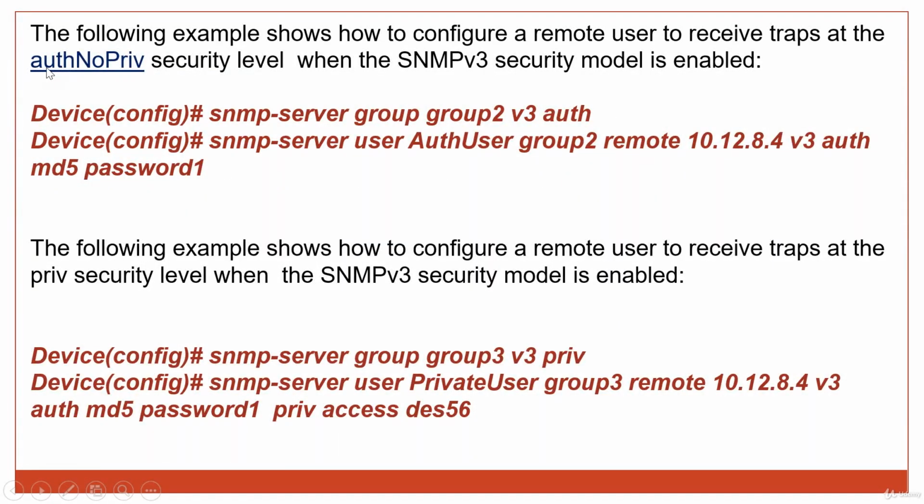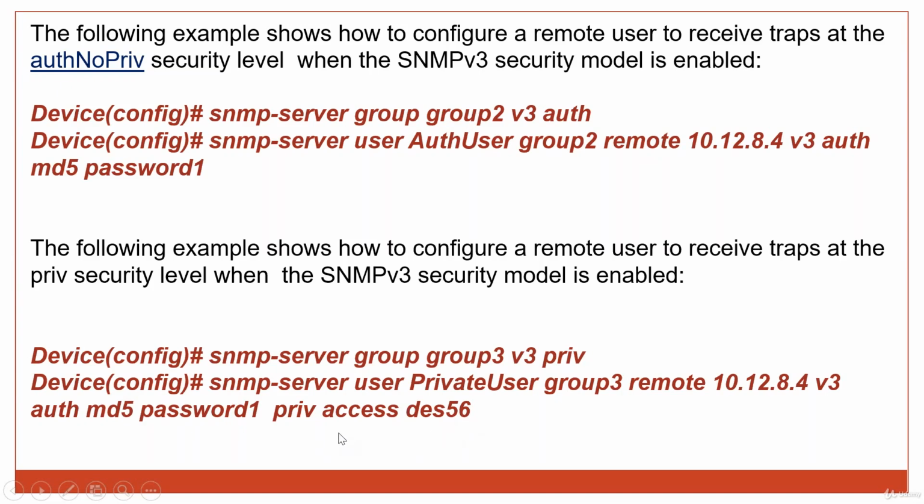Again, if we have a case related to authentication with no priv, we can define the group with auth, and then the auth user, group, remote, version 3, auth MD5 password. Correct? Now again, if you have a use case where you want to give the priv security, we can define one group with the priv, and now I have the private user with group 3 with this remote location version 3, and again we have the authentication and the priv access.